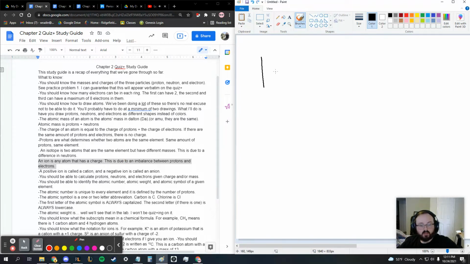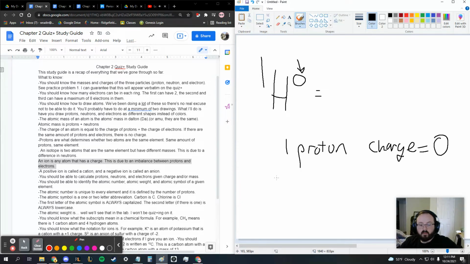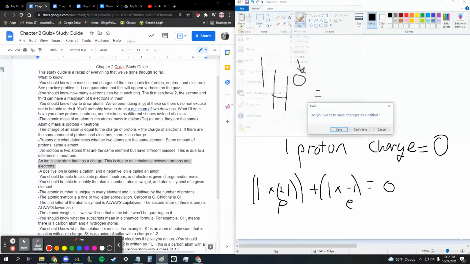So hydrogen. If you have 1 hydrogen like this, right? There's 0 charge here. That 0, we don't say it, but that means that there is no charge. So right here, if hydrogen always has 1 proton, and our charge equals 0, then we have to get 1 times plus 1. This is the charge of a proton. I'm going to put these in parentheses, plus 1, the amount of electrons we're going to need, times minus 1. There's the charge of our electron equals 0.